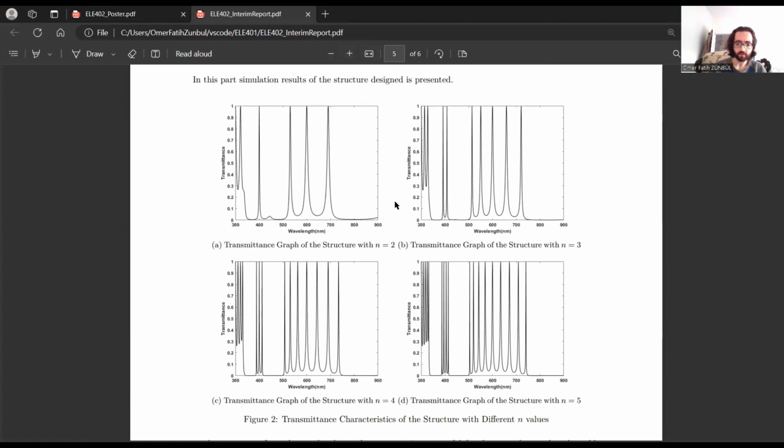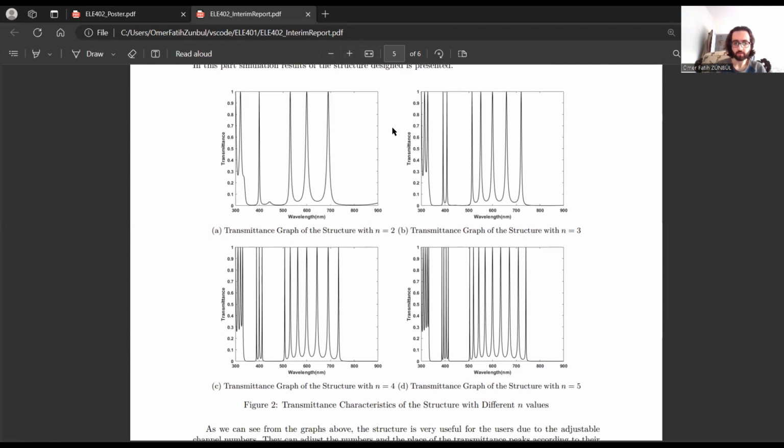As we can see from these graphs, by increasing the repeat number n, we can obtain more transmittance peaks. And if we analyze it in more detail, we can see that these transmittance peaks are increasing linearly. By linearly, I mean around 600 nanometers, the number of transmittance peaks changes with the 2n-1 formula. And around 400 nanometers, the number of transmittance peaks changes with the n-1 formula.